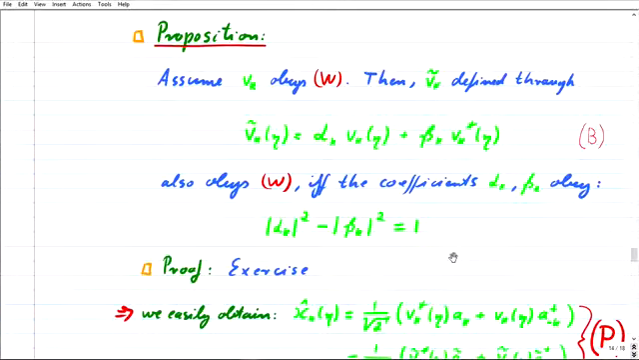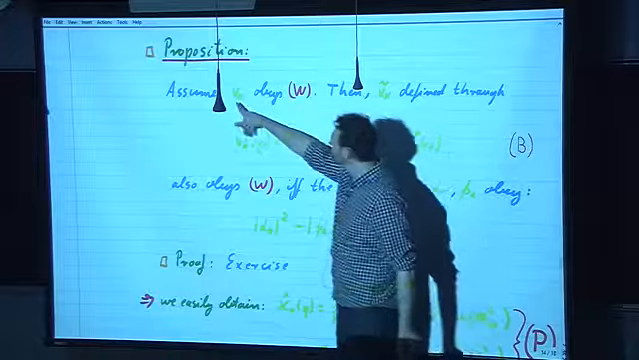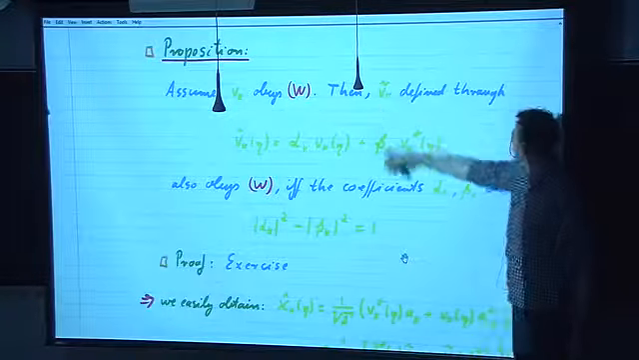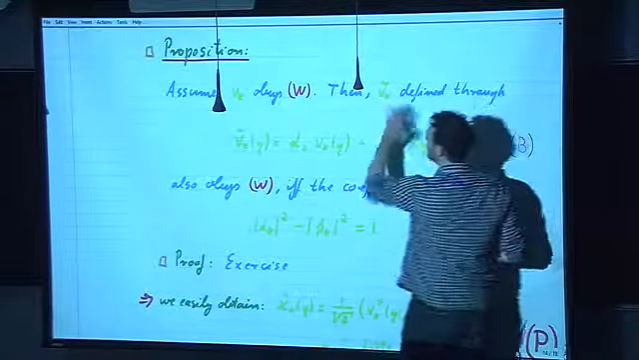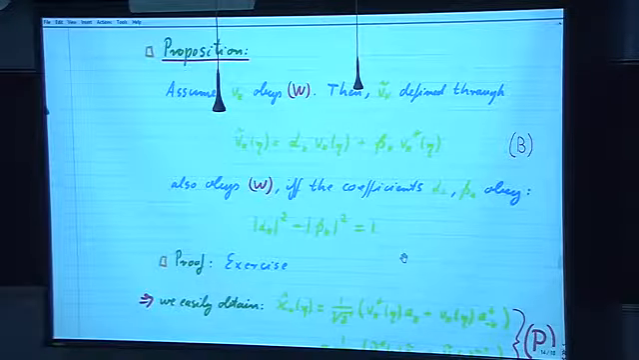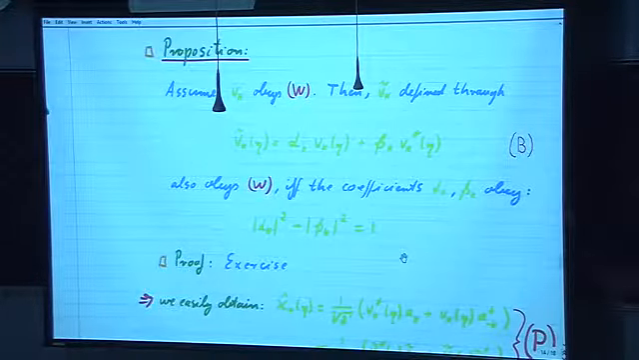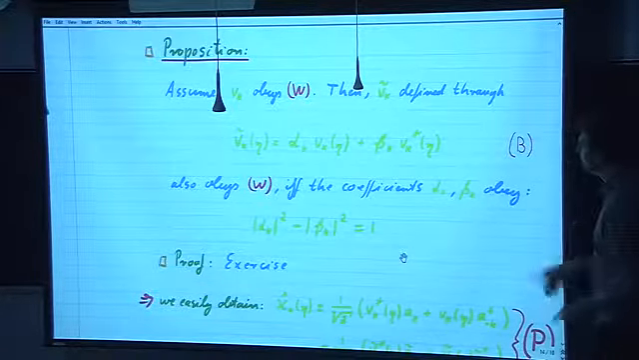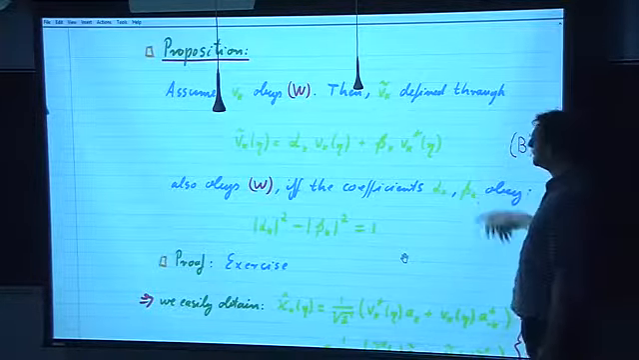So here's a proposition. Let's assume that Vk is a complex valued solution to the Klein-Gordon equation that also obeys the Wronskian condition. Then the V tilde, an arbitrary V tilde, which is, as we already argued, always a linear combination of V and V star, will also obey the Wronskian condition and therefore will be eligible to be used for the purpose of quantization if the coefficients alpha k and beta k obey that famous relation here.